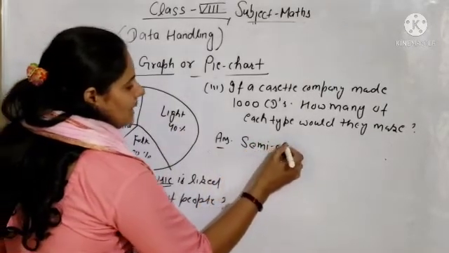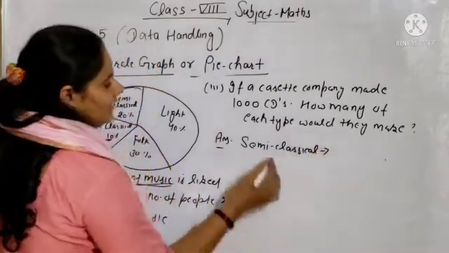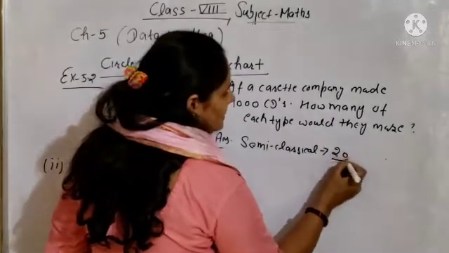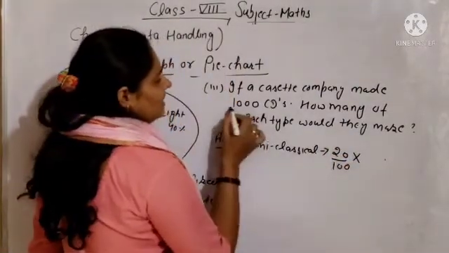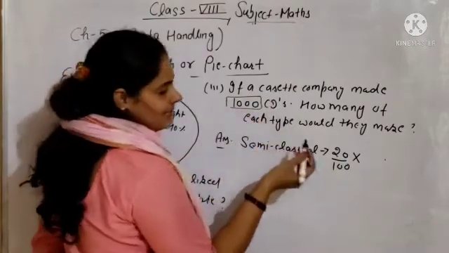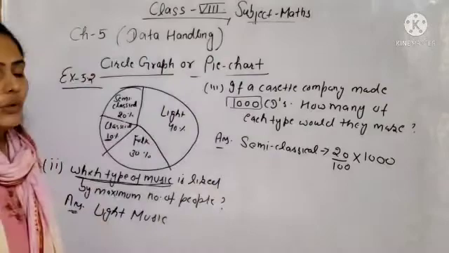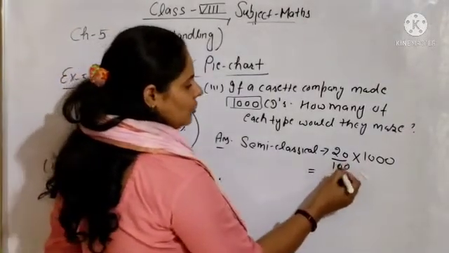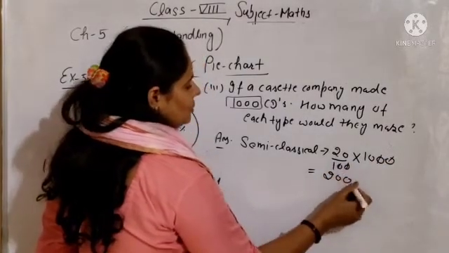Okay, so how many CDs of semi classical will be made? Semi classical is 20% of the people, so 20% of total. 20% of total means 20 by 100 times total CDs, and total CDs are already given. This is 1000. So 20% of 1000. Is it clear? 20 by 100 multiply 1000. You can cancel 20. So what is left? 20 multiply 10. So 200.